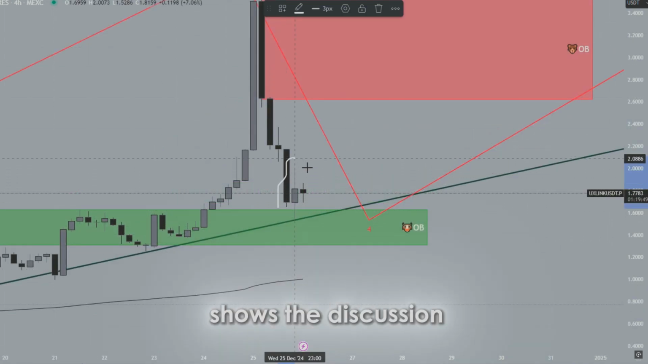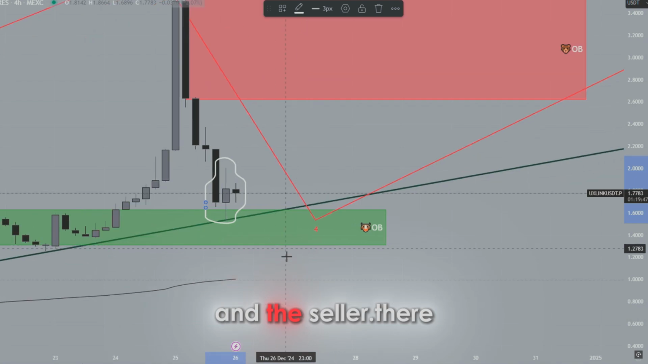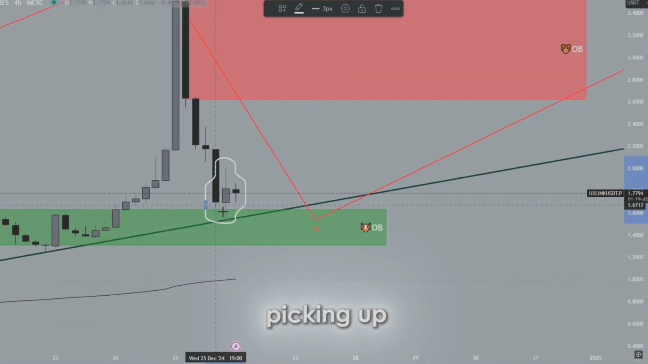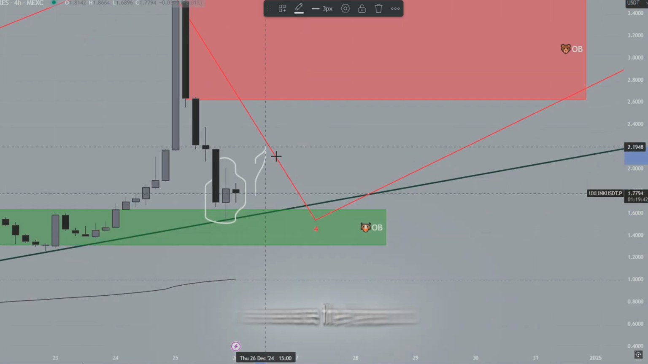And this candle shows the discussion between the buyer and the seller. There were some people picking up when the price dropped. This candle could reverse the trend.